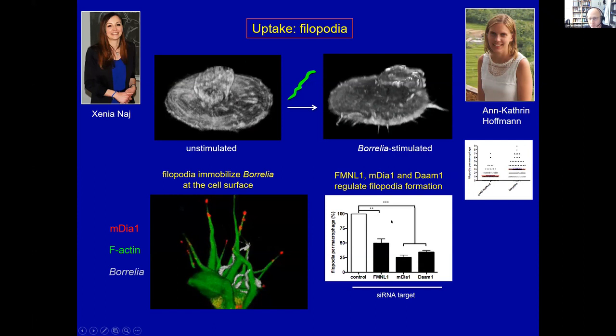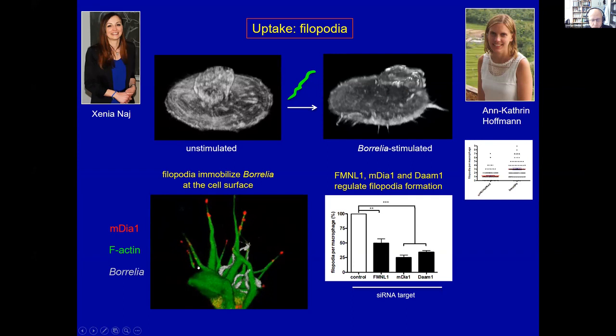Ann-Kathrin then also looked at all these different formins that I mentioned, and she identified 3 formins, FMNL1, mDia1, and DAAM1, and downregulated their expression in primary human macrophages by siRNA, and showed that by targeting each of these individually, you get a decrease in the formation of these filopodia. So they're really important for the formation of these filopodia. And here I'm going to show you for one of them how they're actually located.